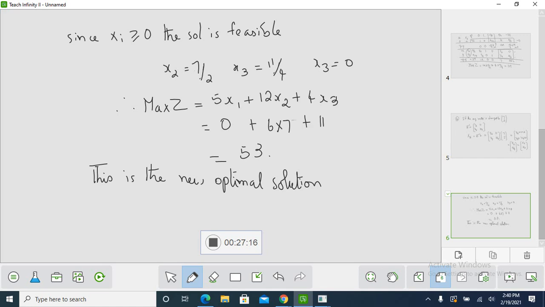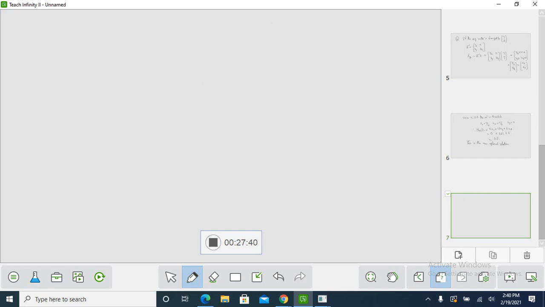Write down the second question. Consider the LPP. Maximize Z equal to 2x1 plus x2 plus 4x3 minus x4.